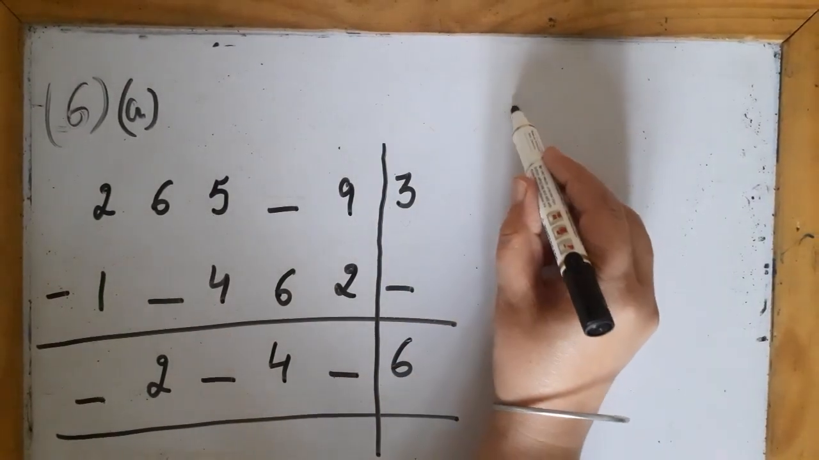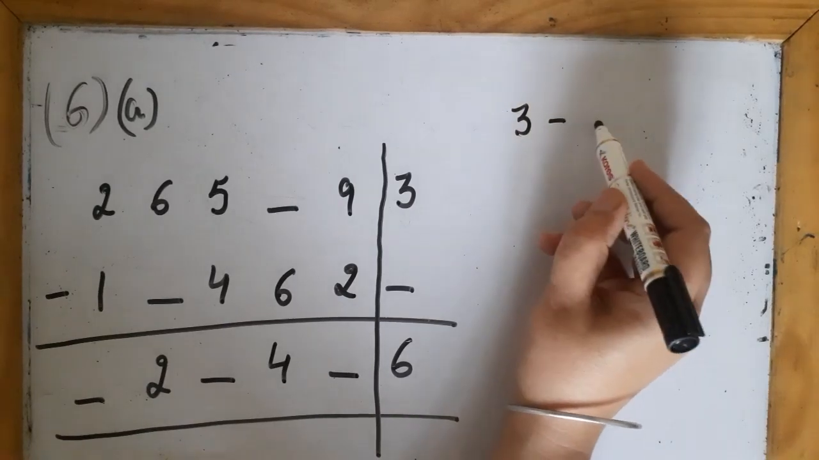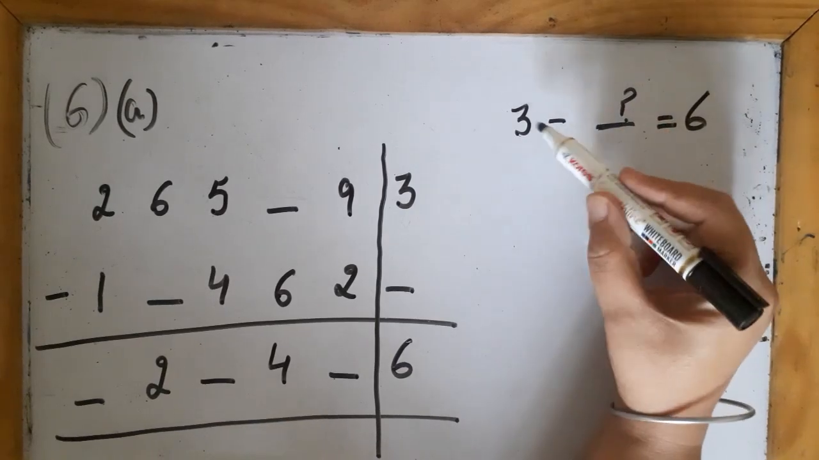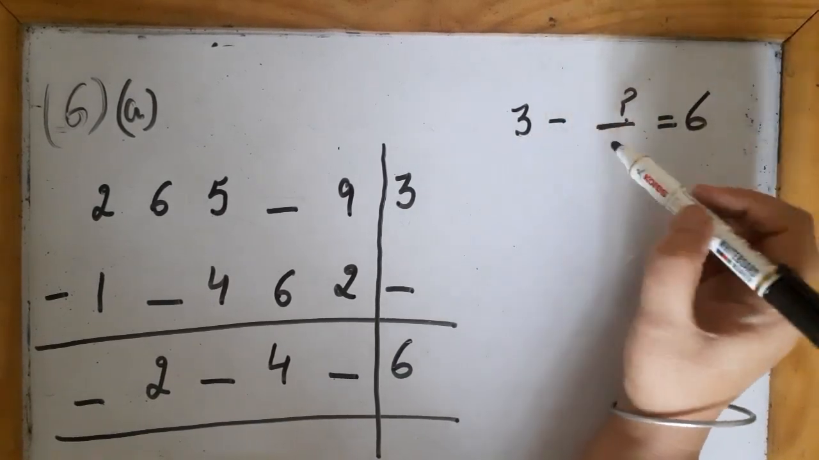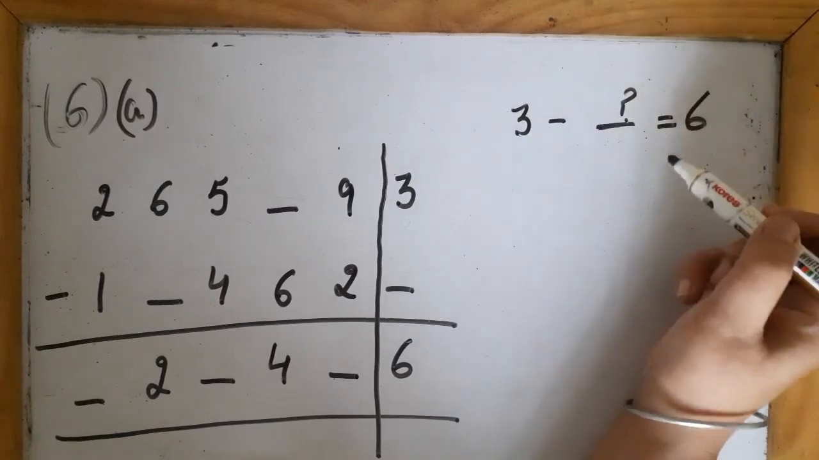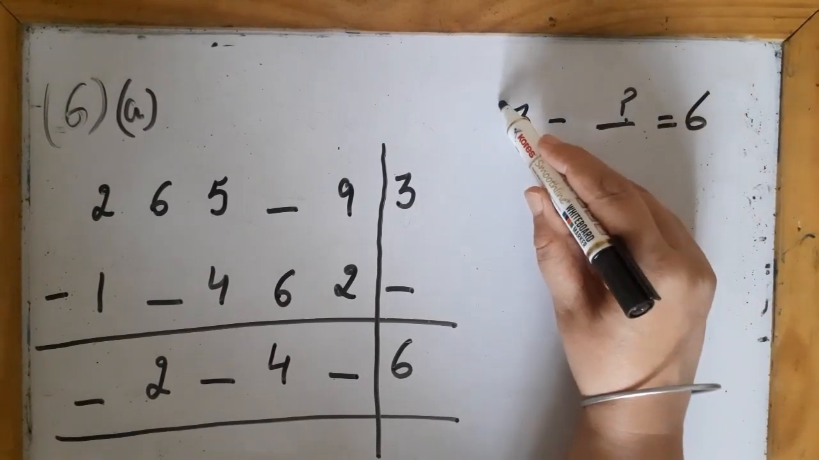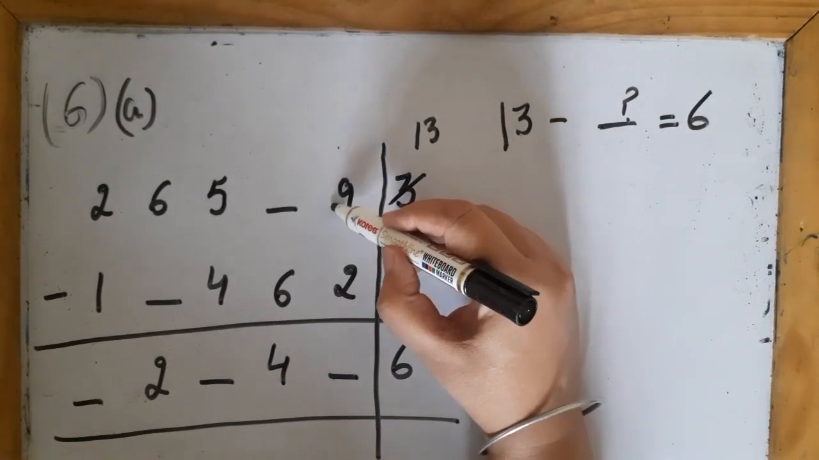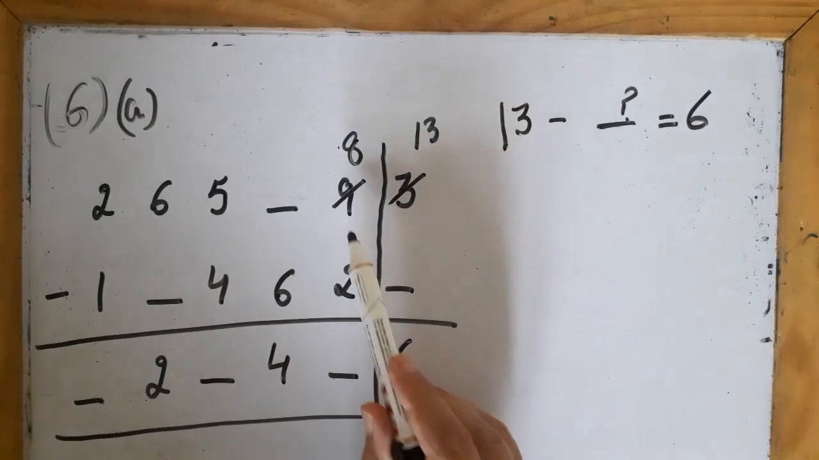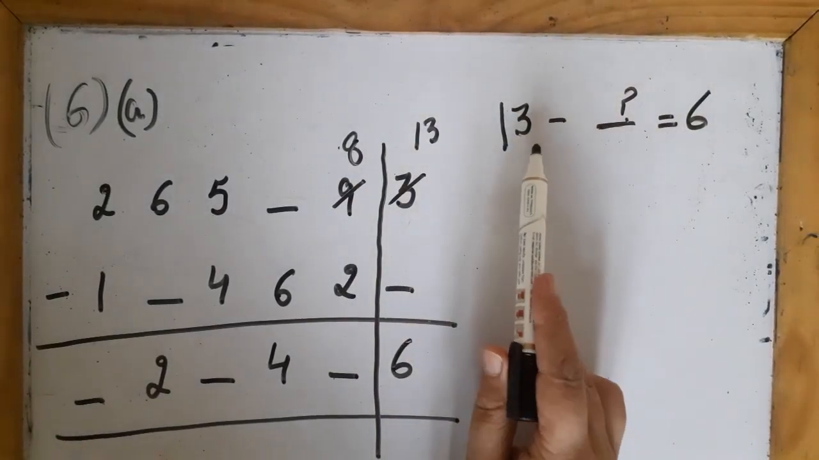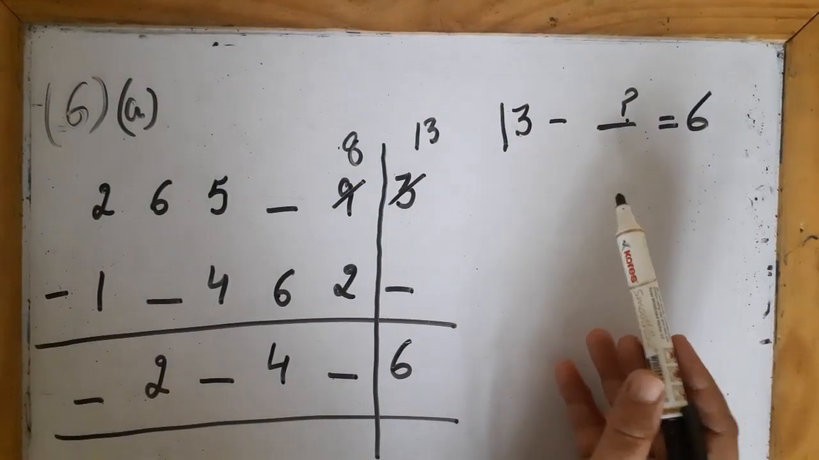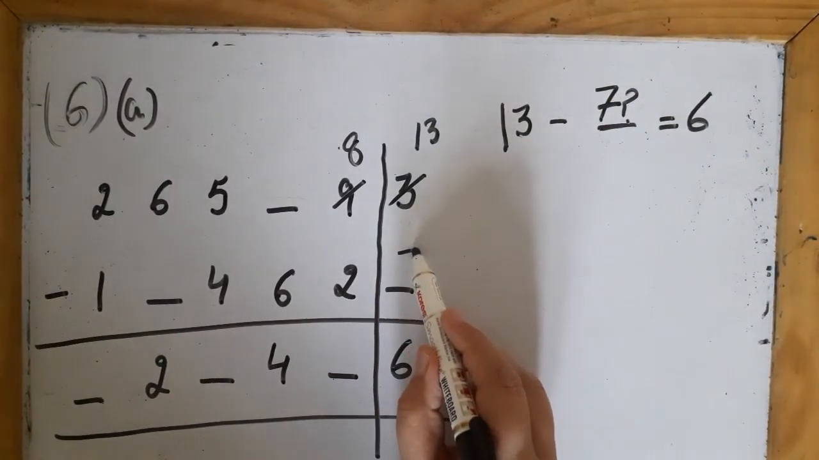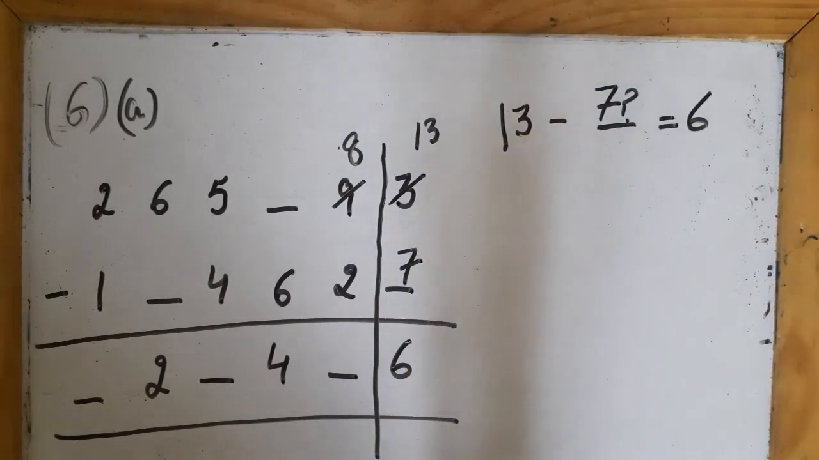As you can see, it's written 3. What should I subtract from 3 so that it becomes 6? Now this 6 is bigger than 3, so from 3 I cannot subtract to make it 6. It means I have to make this 13, and this will become 8 because I have borrowed 1 from here. Now what should I subtract from 13 to make it 6? If I subtract 7 from this, it will become 6. So 13 minus 7 is 6.